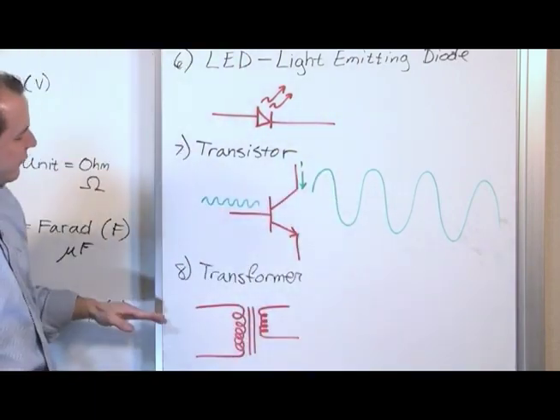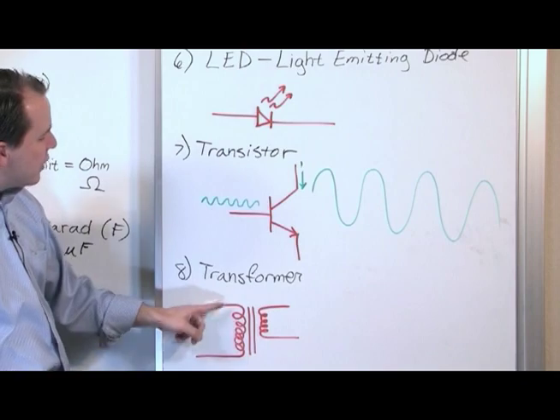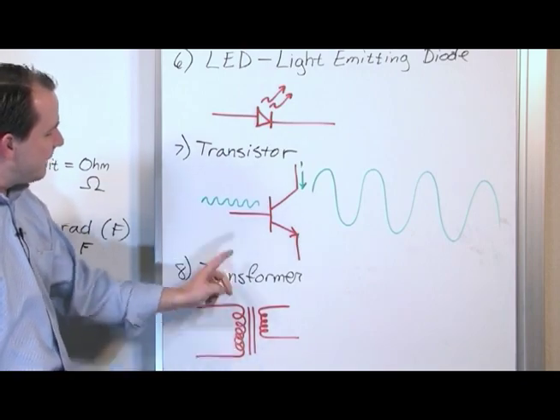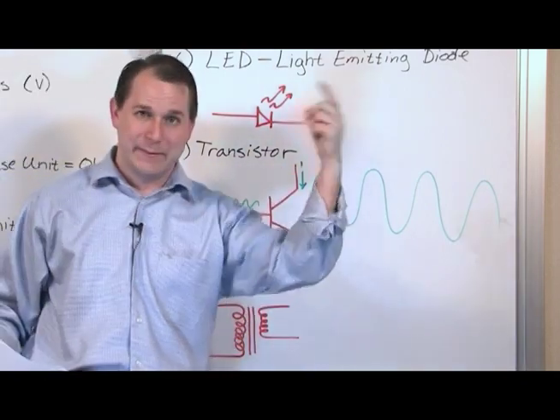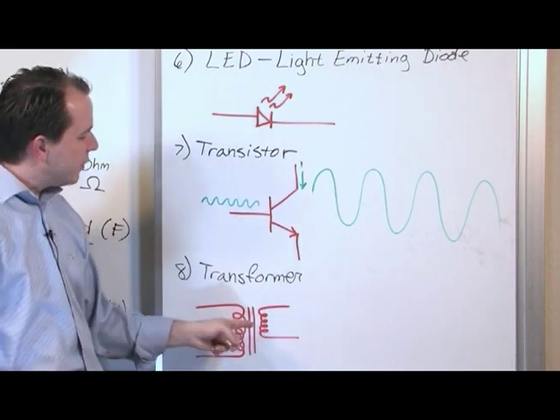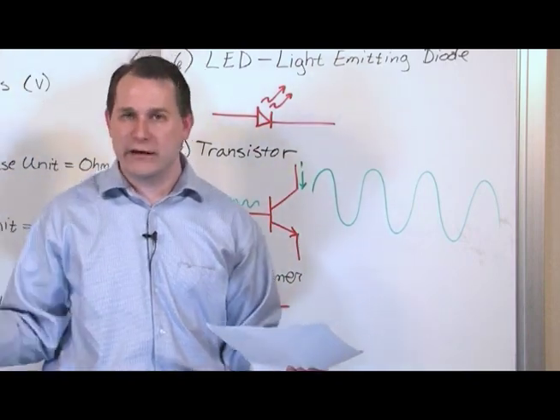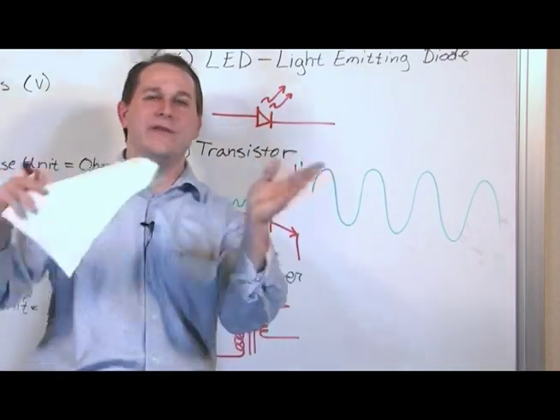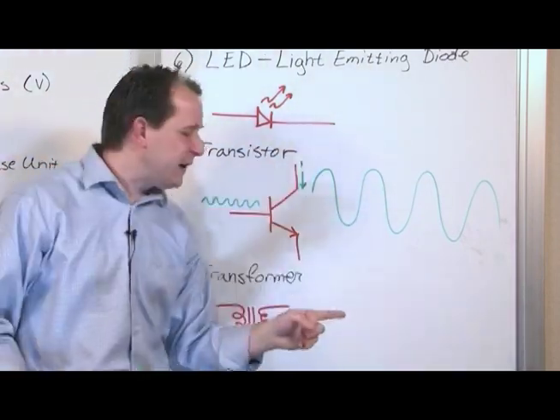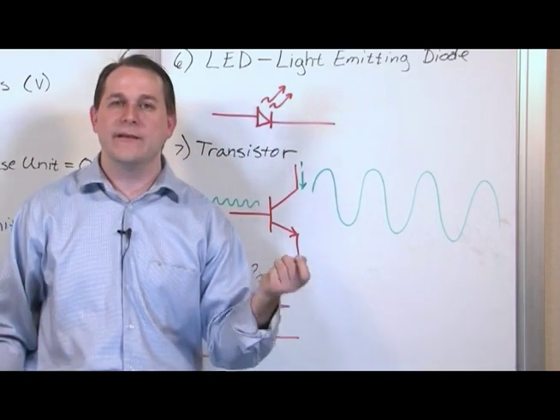So what happens basically is when you send the AC signal through here, you get a magnetic field that is flip-flopping back and forth because it's oscillating back and forth. And this magnetic field interacts with the second coil and generates a voltage in the second coil. And you can increase or decrease that voltage depending on how many turns you have on this coil.